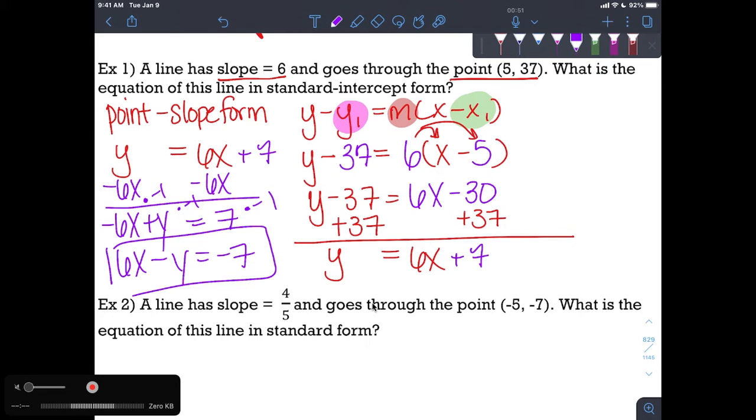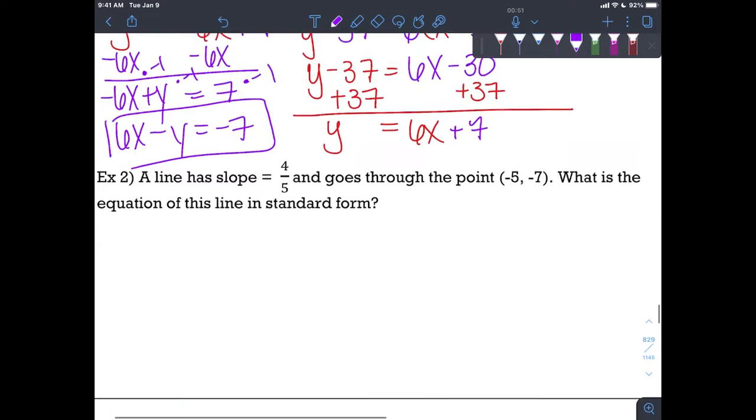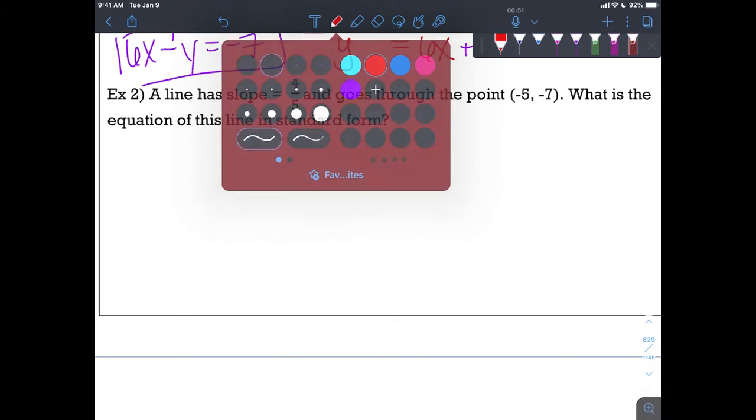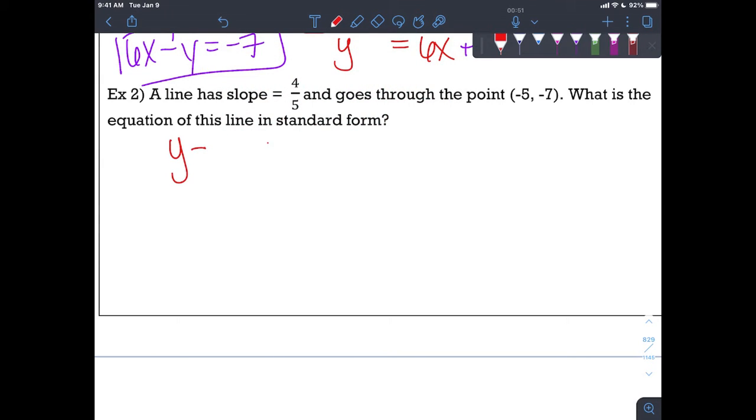So let's go ahead and take a look at example number 2. I'm going to first start by writing out my equation, including my minus signs. I'm going to plug in that slope of 4 over 5, my -7 for y, my -5 for x. Now, I see a couple of different double negatives. I'm going to change them to positives.